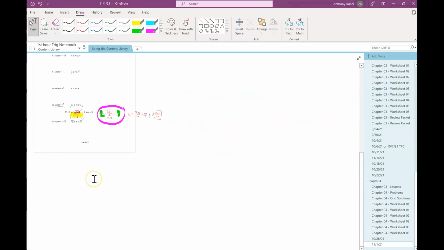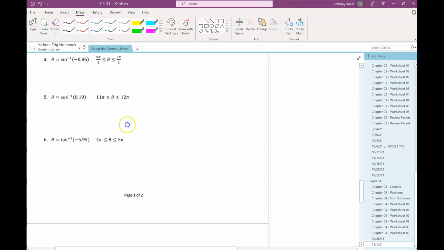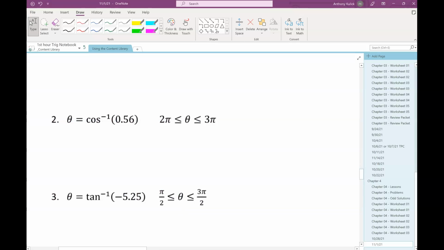All right, let's do that. Worksheet 2, number 2. Okay. So I'm going to start by drawing a picture to figure out, using that range of values, what two quadrants we're working in. So 0, pi over 2, pi, 3 pi over 2, 2 pi, 5 pi over 2, 3 pi. So we're looking at quadrants 1 and 2.